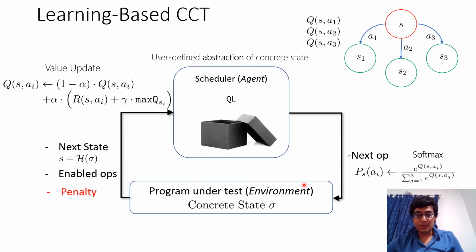Once it has picked an operation, the program executes it and informs QL about the next state, the set of enabled operations, along with a penalty. The reason we have a penalty is because we want to nudge QL from taking the same operation from this state again the next time. We don't completely prohibit it, but we slightly reduce the probability of this operation being picked from this state the next time onwards. And the way it's done is using this value update rule. So it incorporates all of this information into this rule along with these additional parameters alpha and gamma. And the effect is it's updating these Q values for every state operation pair.